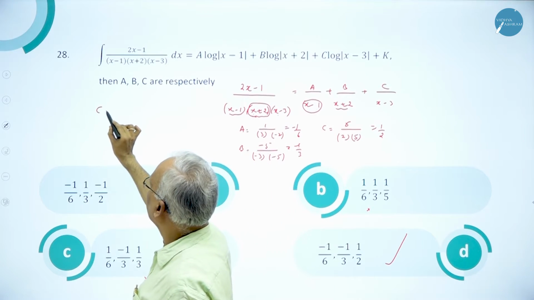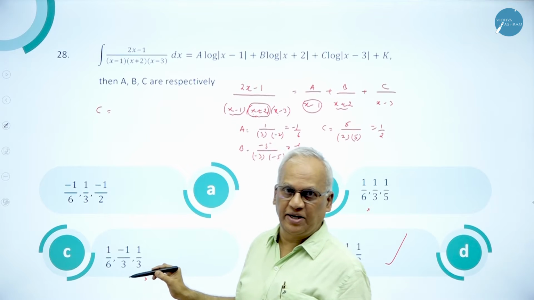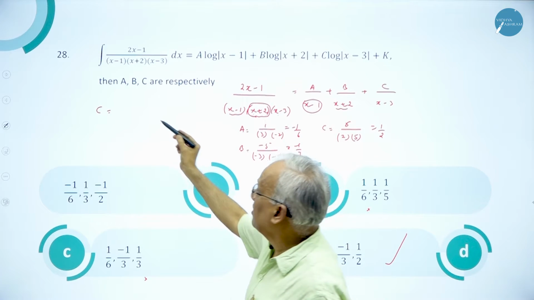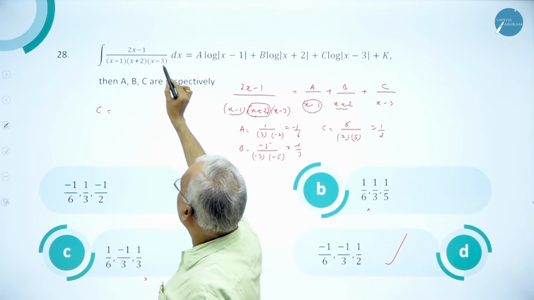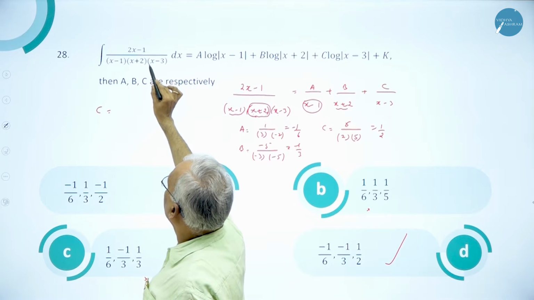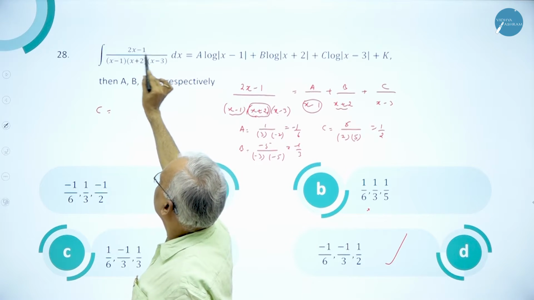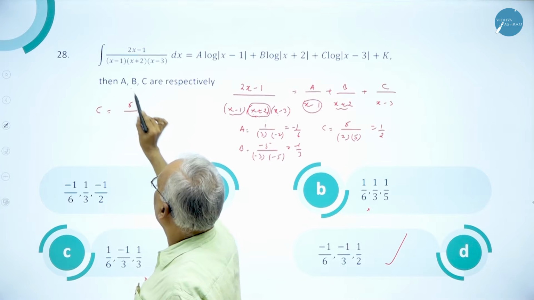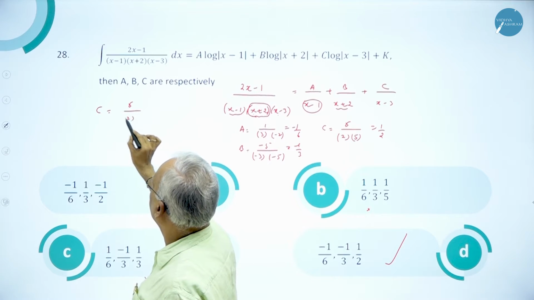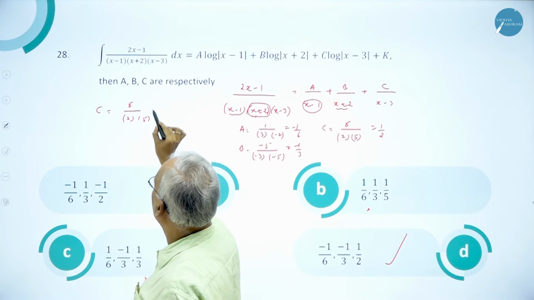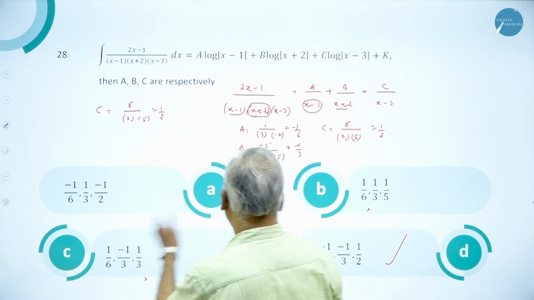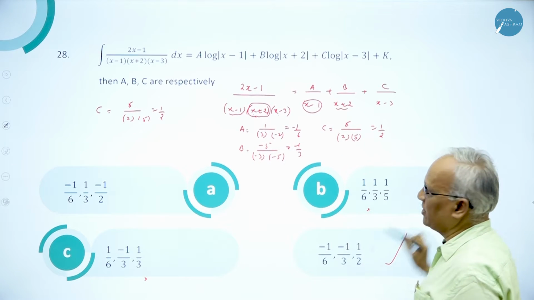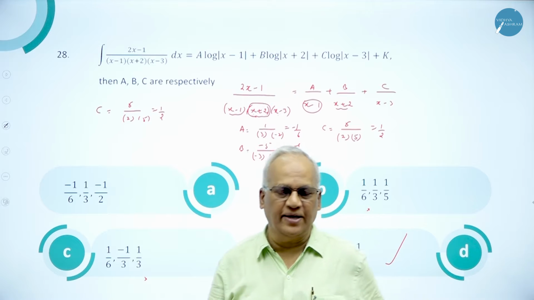So C is equal to, this is the way you do it in the examination. 5 seconds is sufficient. Put x equal to 3 in this, removing this expression. 2 into 3 is 6 minus 1, 5, divided by 3 minus 1 is 2 and 3 plus 2 is 5, which is equal to half. I can eliminate A, B, C. Directly I can go to the answer D. That's an interesting method.